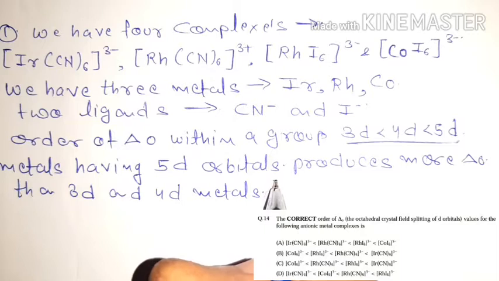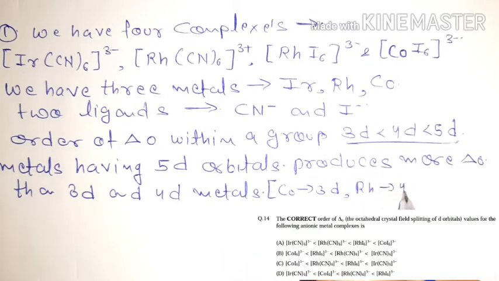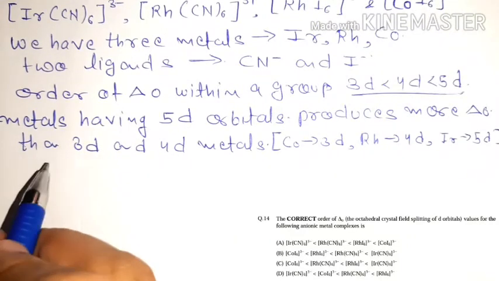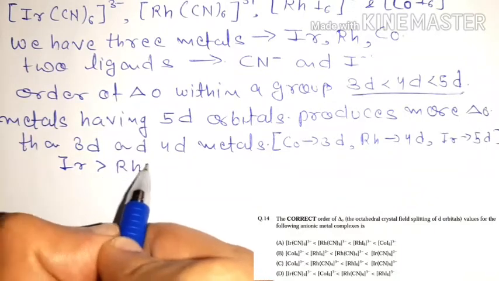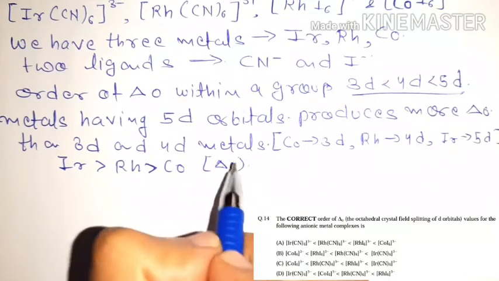And here you can observe that cobalt is your 3d metal, rhodium is your 4d metal and iridium is your 5d metal. Understand? So the order of delta O of these metals is: iridium is greater than rhodium is greater than cobalt. This is the order of delta O of these metals.